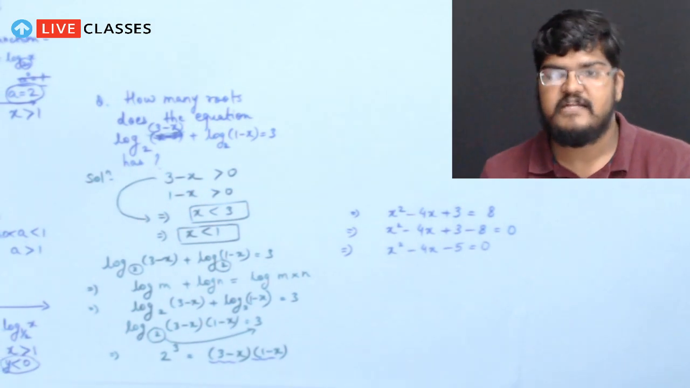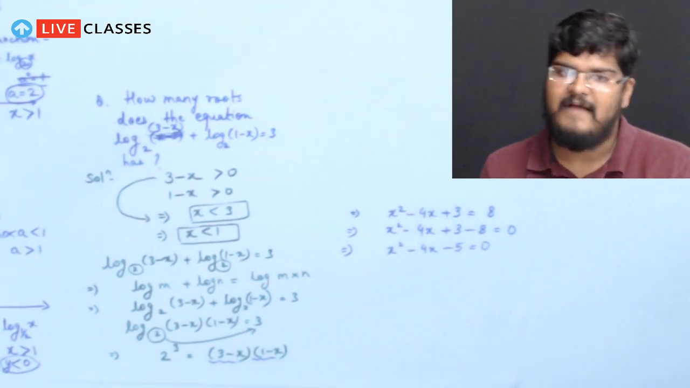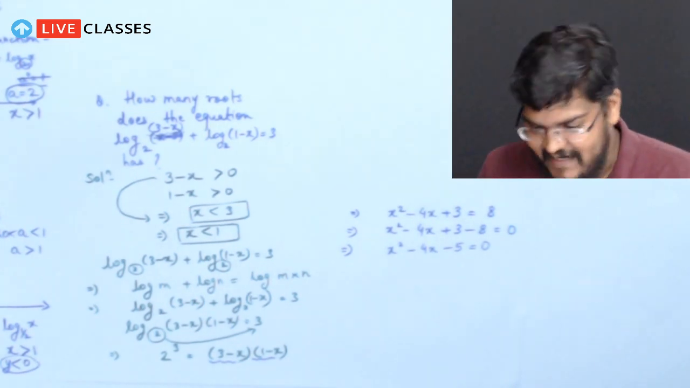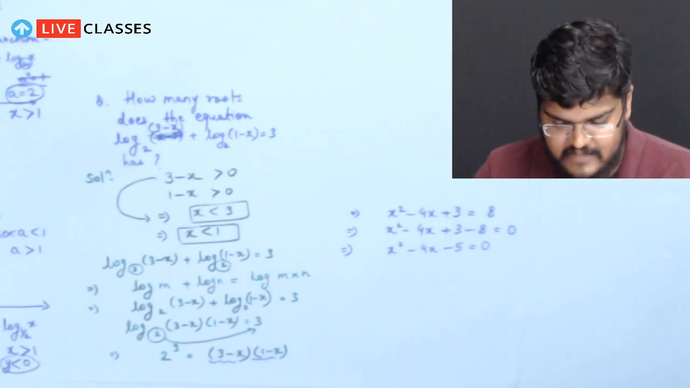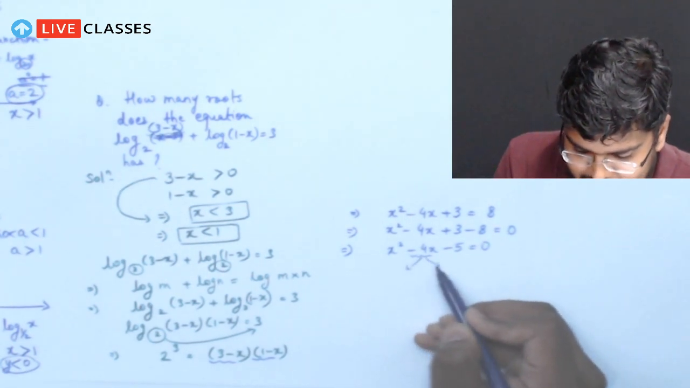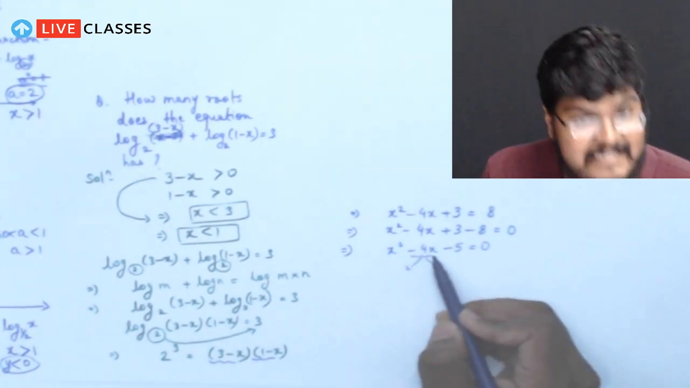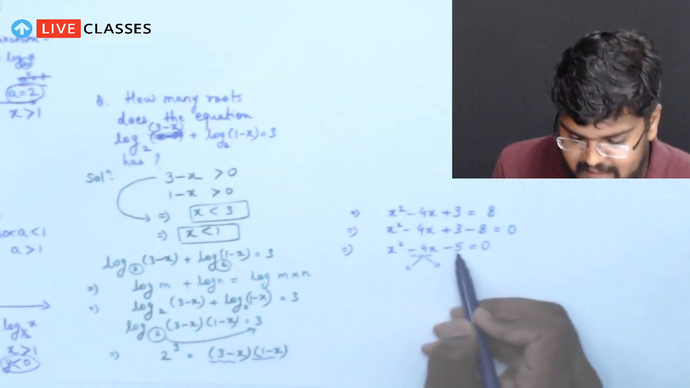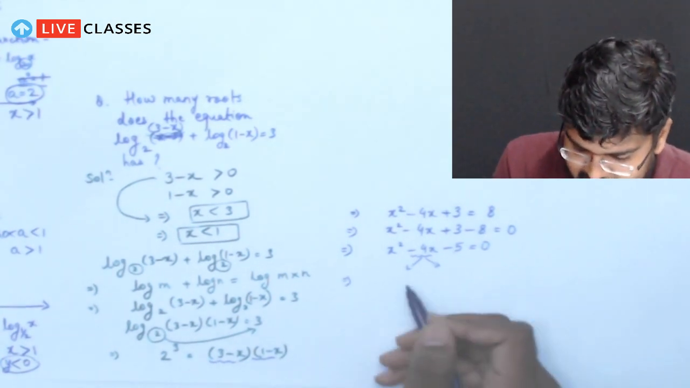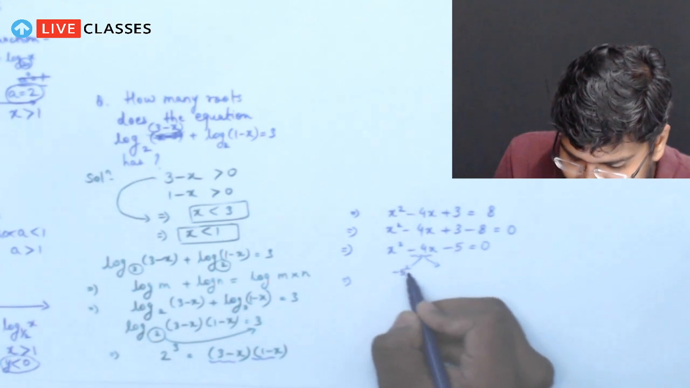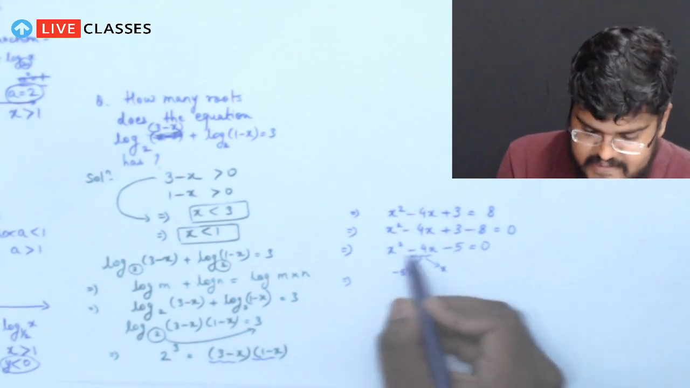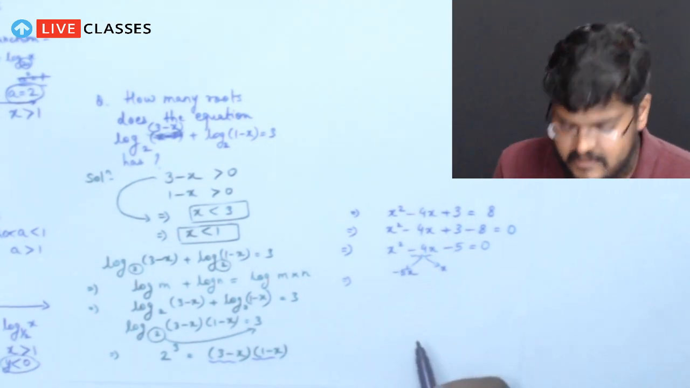You can use Sridharacharya's formula, or you can even solve it by the factorization method if you are good at it. I can clearly see that this particular equation can be factorized further. So by factorization, I have to split this middle term into two factors such that the sum or difference of them gives me minus 4x back and the product gives me the constant term. So let's just take that further. All I have to do is say that this can be split into minus 5x and x, and that will give me this constant term and the multiplication of the first term as well.